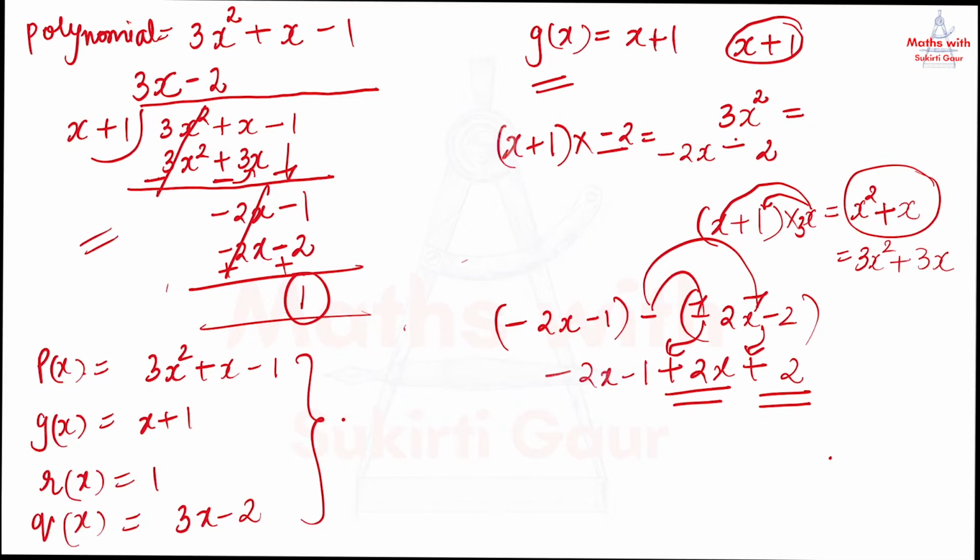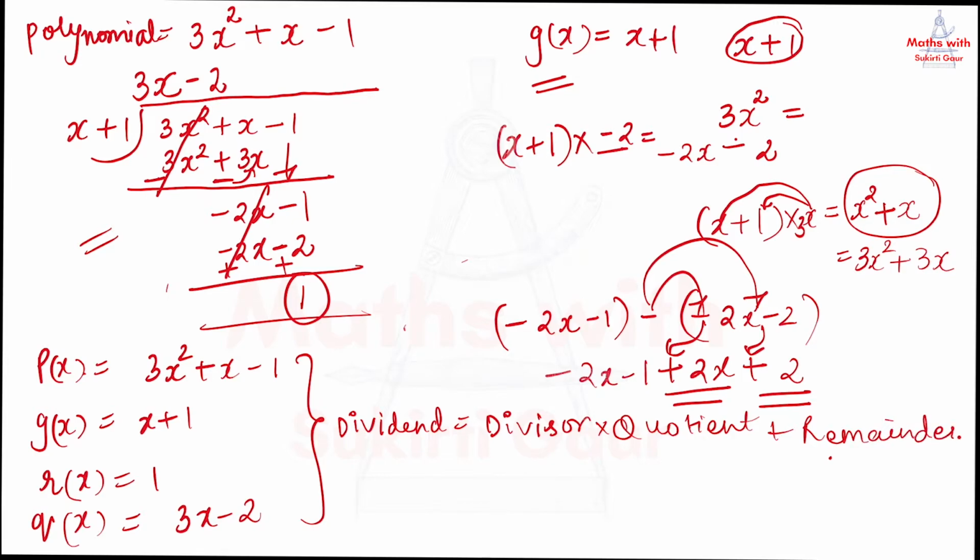We can also write it as dividend equals divisor into quotient plus remainder. Okay, so dividend was 3x square plus x minus 1 equals divisor, which was x plus 1, multiplied by our quotient, that is 3x minus 2, plus 1.